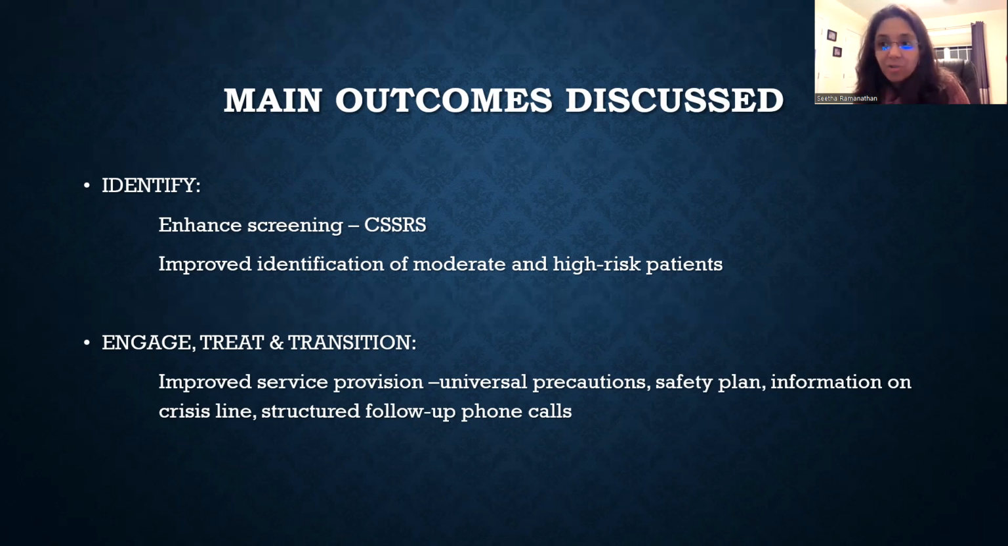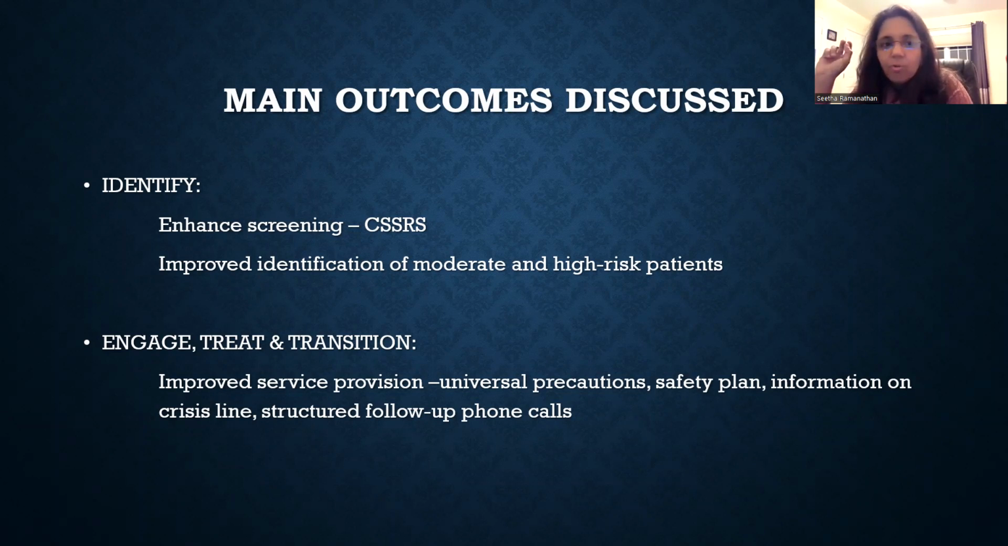I guess in implementation research, it's a lot of implementation issues and some data, but I'm going to talk about some outcomes that I was able to pull up. Okay, so of the 7 elements of Zero Suicide, I'm going to talk about how did we do with identification, engagement, treatment, and transition.